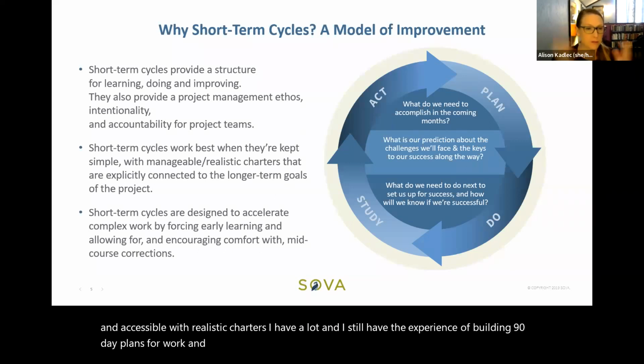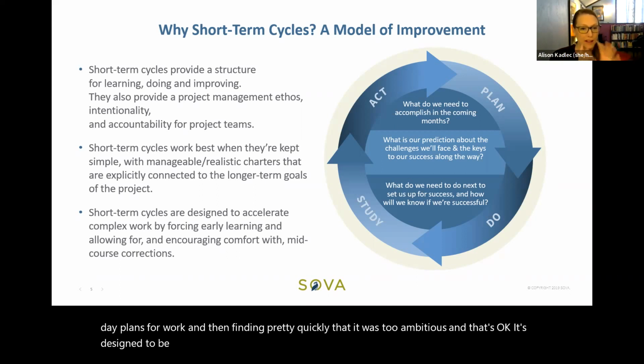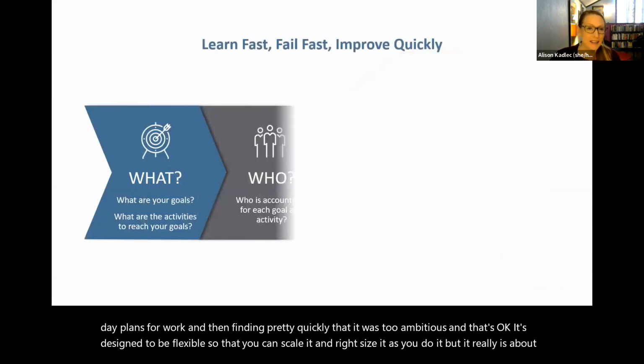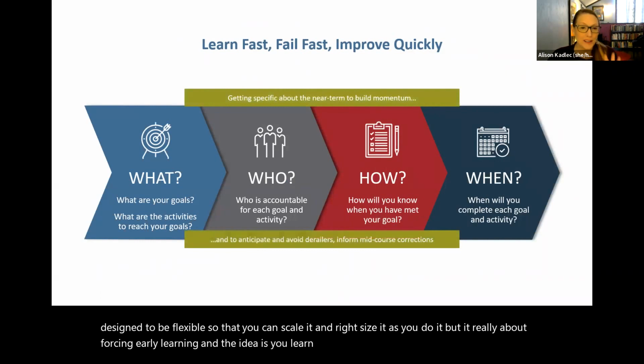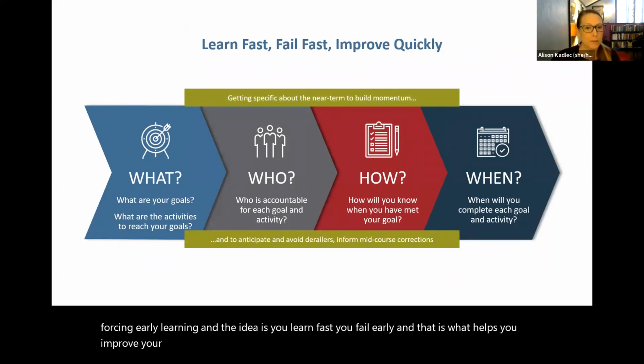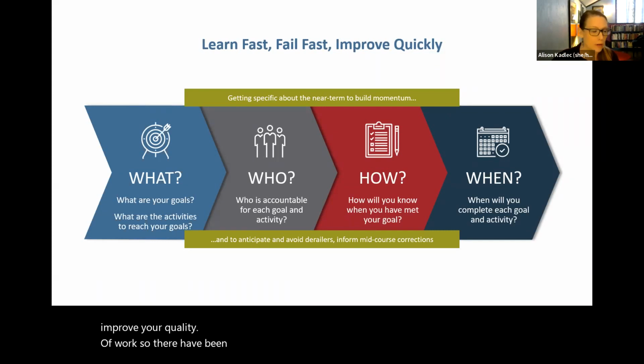I have a lot, and I still have the experience of building 90-day plans for work and then finding pretty quickly that it was too ambitious. And that's okay. It's designed to be flexible so that you can scale it and right size it as you do it. But it really is about forcing early learning. And the idea is you learn fast, you fail early, and that is what helps you improve your quality of work.